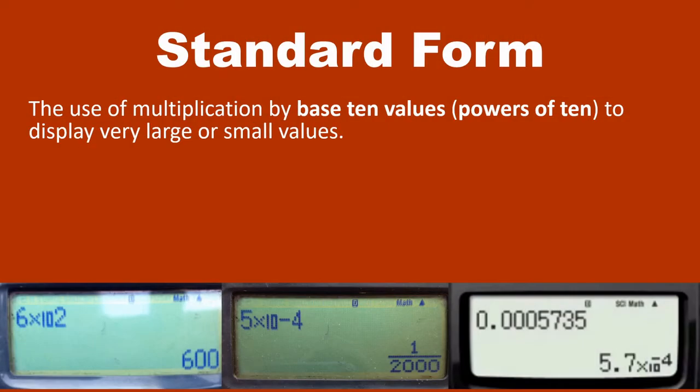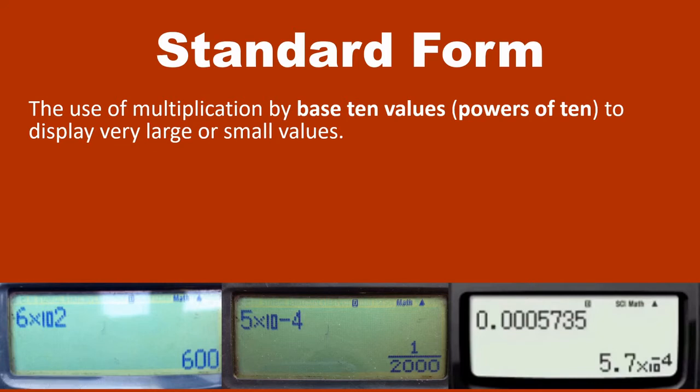If you own a scientific calculator, you very likely have come across standard form unintentionally at some point in the past. These calculator displays at the bottom here show values in standard form. 6 times 10 with this big 2 here, 5 times 10 with this minus 4 here, and 5.7 times 10 with this minus 4 here. Now, what does that mean?